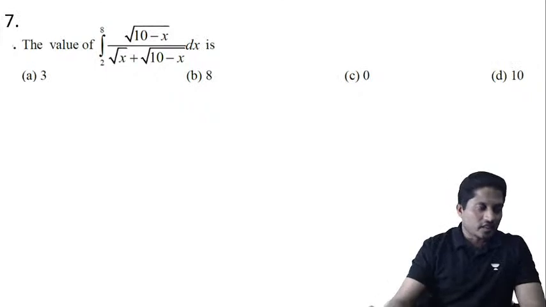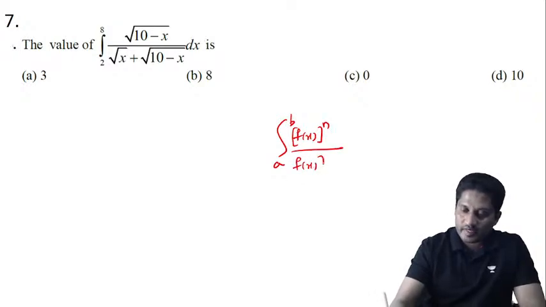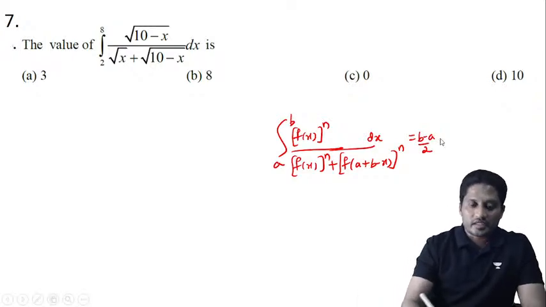See, there's another shortcut for this. Suppose you have the integral from a to b of f of x power n, divided by f of x power n plus f of a plus b minus x whole power n, that is lower plus upper minus x, whole power n. The answer is always equal to b minus a by 2. Okay, the answer is b minus a by 2.